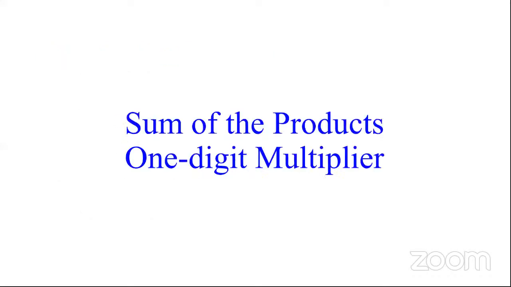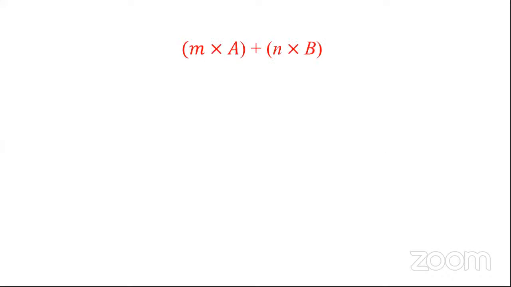One more example. Sum of the products, one digit multiplier. Now we come to our topic. We will be doing product and sum simultaneously. So the problem will be of this type: m into a, say, plus n into b. What we will do is we will write the parts of a first. Below that, in the second line, we will write the parts of n into b place-wise. And then vertical addition first.